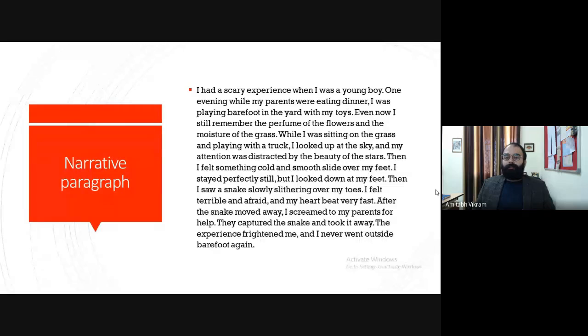Then I felt something cold and smooth slide over my feet. I stayed perfectly still, but I looked down at my feet. Then I saw a snake slowly slithering over my toes. I felt terrible and afraid, and my heart beat very fast. After the snake moved away, I screamed to my parents for help. They captured the snake and took it away.